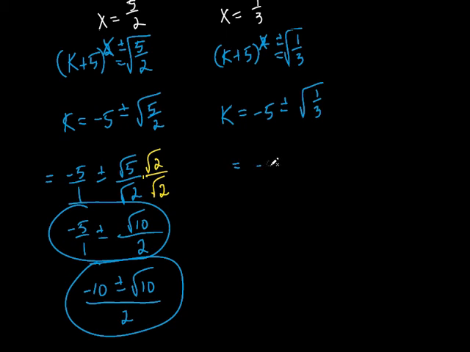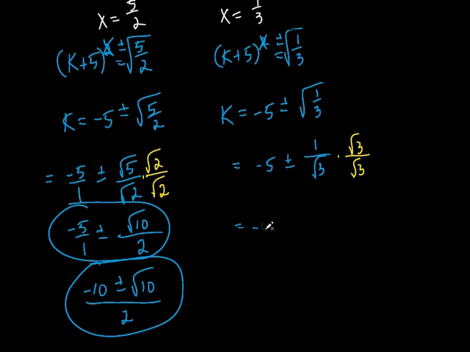Now let's just simplify it. So it's negative 5 plus or minus. Now look at this. The square root of 1 is just 1 over the square root of 3. That's the same exact thing. Now we got to get rid of that square root of 3 on the denominator. So we've already seen it once. So we multiply the bottom by the square root of 3 and the top by the square root of 3.